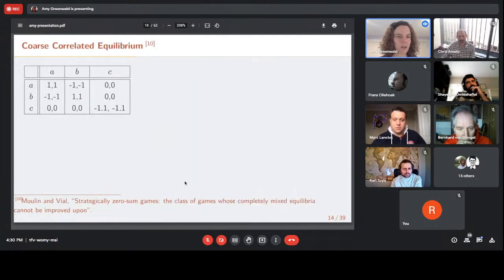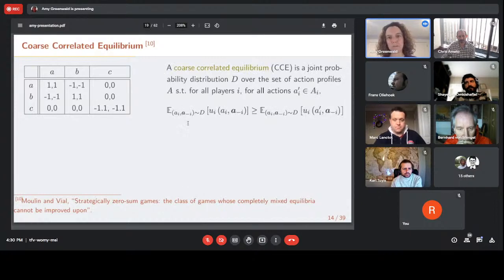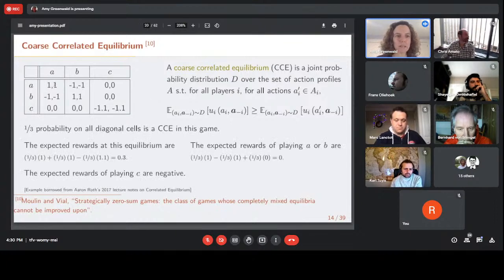Here is another example, of a coarse correlated equilibrium. So here we don't really have the recommendations coming, but we're conditioning on the joint distribution. And you can see from this example that coarse correlated equilibrium maybe is going to be a little bit weird, because in this example, which is due to Aaron Roth, by the way, a third on the diagonal cells is going to be a coarse correlated equilibrium, even though it's putting a third weight on this minus 1, 1, which is not a very desirable outcome.